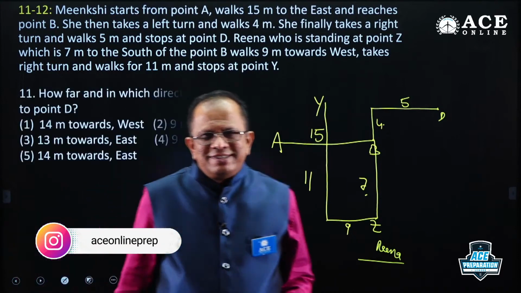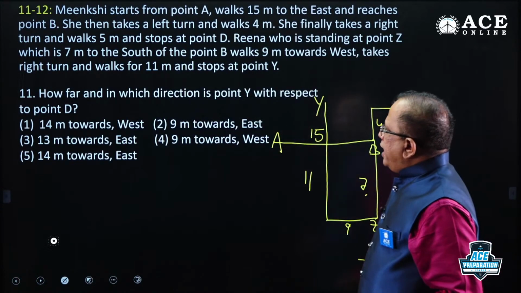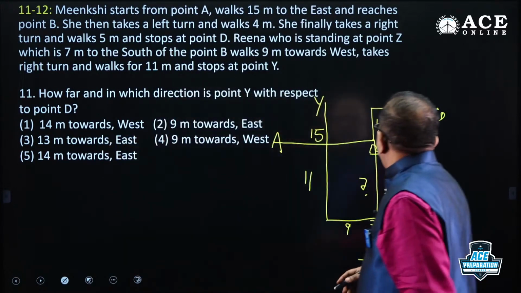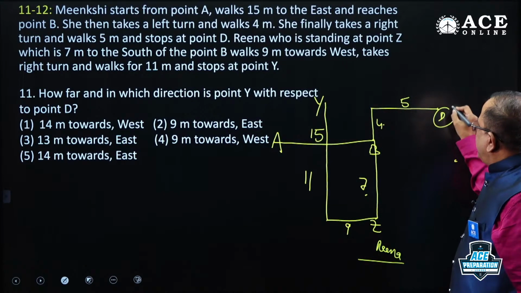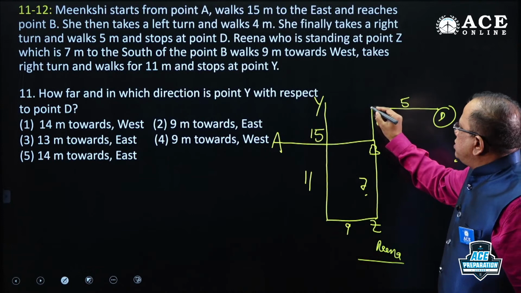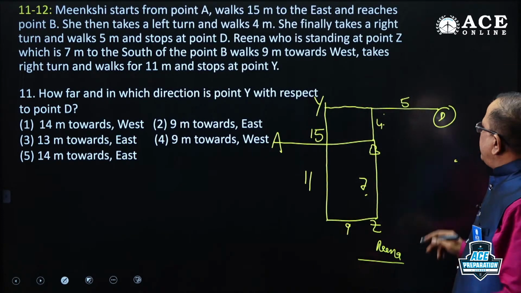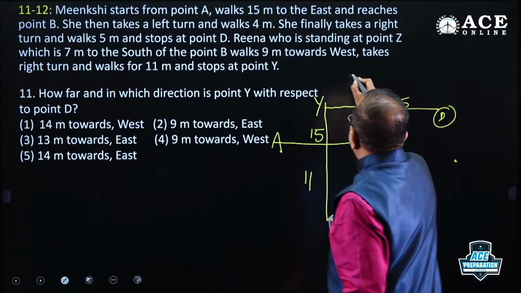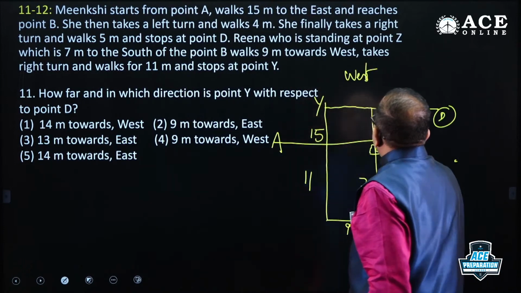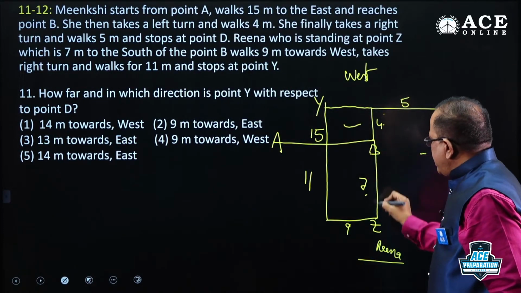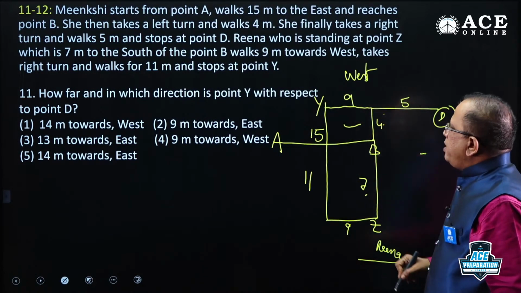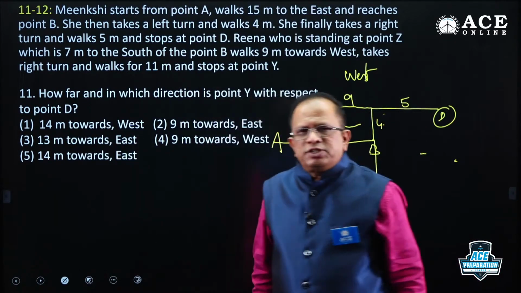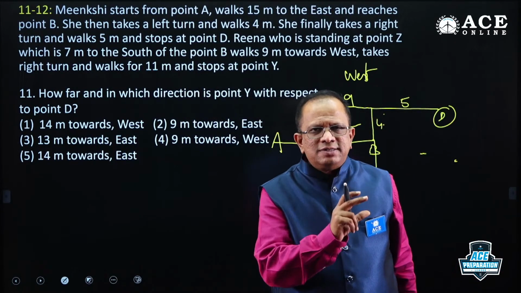Now let us see the questions. How far and in which direction is point Y with respect to point D? D is the reference point. D is here. Now this is 11, 7 plus 4, 11. So this is going to be a straight line. That means with respect to D, where is Y? West. Perfect west. Then how far? This is 5. Now if you see this as a rectangle, this is 9. This is also going to be 9. 5 plus 9, it must be 14. So 14 meters towards west. Choice number 1 is the answer.